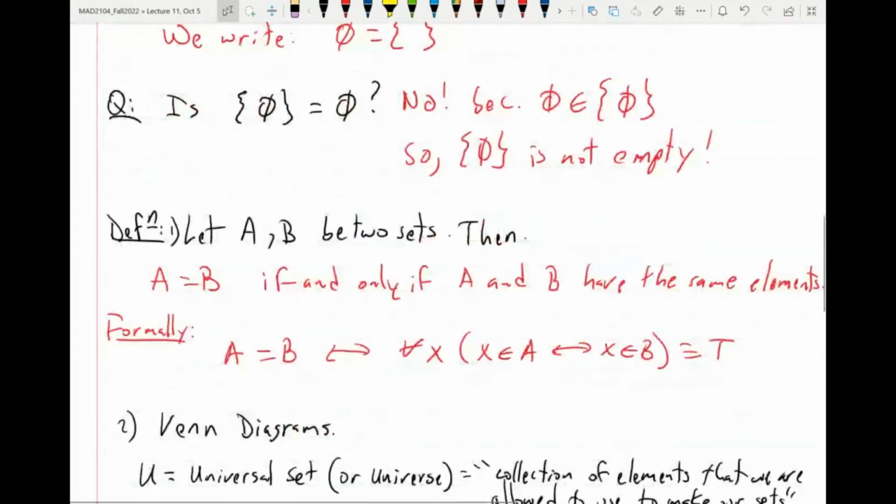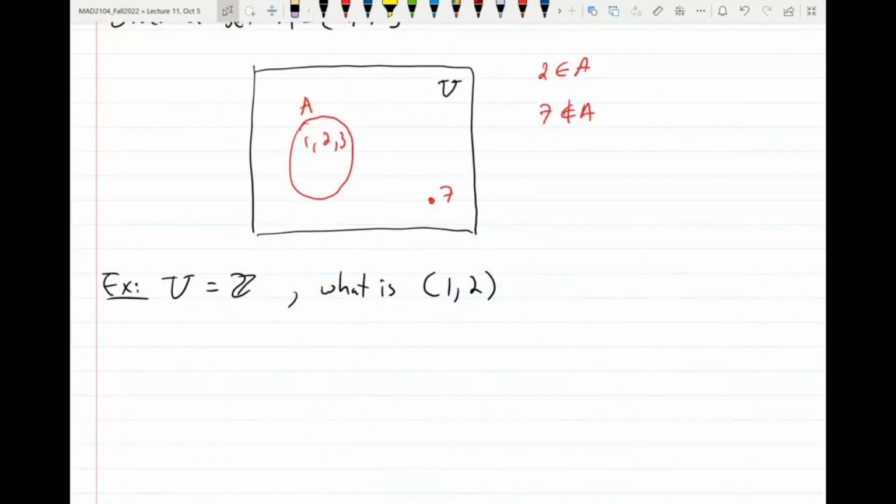But now if I'm telling you that our universe is the integers, what can you say about this set? In other words, what is this equal to? Describe this set to me. It's an integer such that x is between 1 and 2. But then what is this set? Is it an integer between 1 and 2? No. So what is this set? Is there an element in this set? There's no element here. This is the empty set.